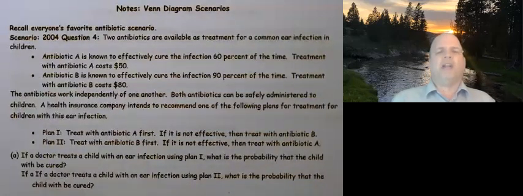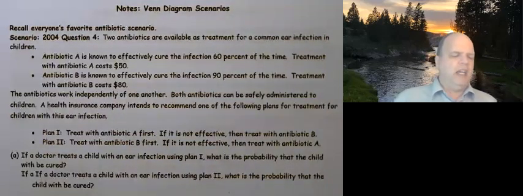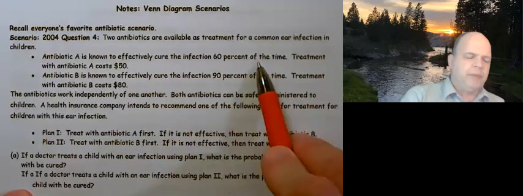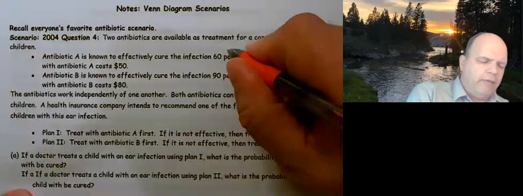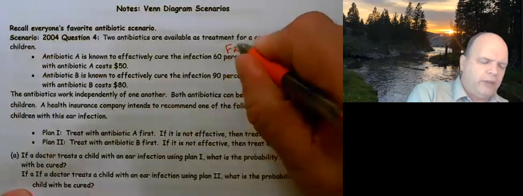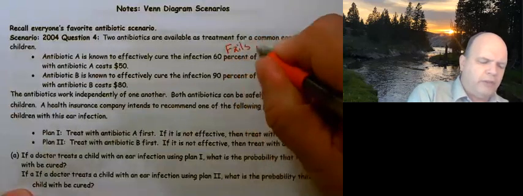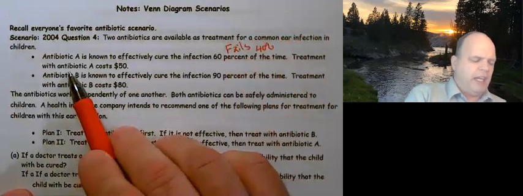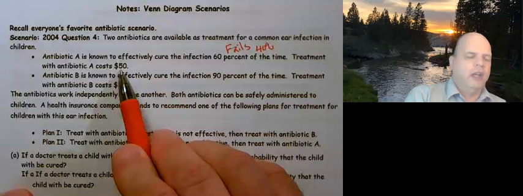So two antibiotics are available as treatment for common ear infection for children. Antibiotic A is known to effectively cure the infection 60% of the time. Please note that means that it fails 40% of the time. That's not a commentary, that's just a fact. Treatment with antibiotic A costs $50.